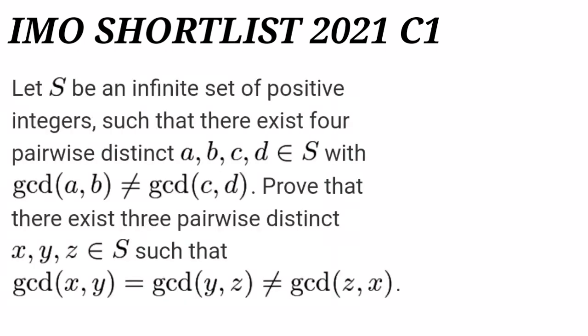Given an infinite set S of positive integers such that there are 4 integers in S with different GCD, call them A, B, C, and D, such that the GCD of A and B is different from the GCD of C and D. The problem wants us to prove that there are 3 numbers x, y, and z in the set such that GCD of xy equals GCD of xz, which is different from the GCD of y and z.